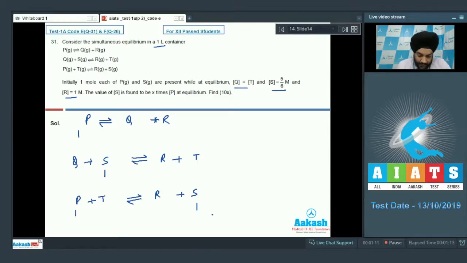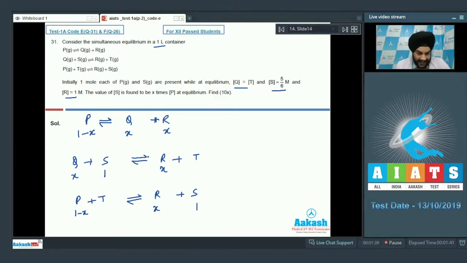Now, if we assume that X amount is dissociated from P, so the amount of Q and R formed will be X and X. So in all the equations, we have to make the concentrations of Q and R as X, X and the concentration of P as 1 minus X. So P has to be made 1 minus X, whereas Q and R have to be made X.